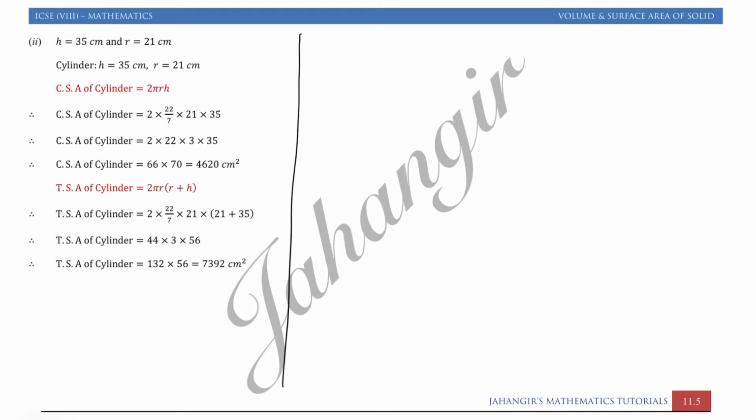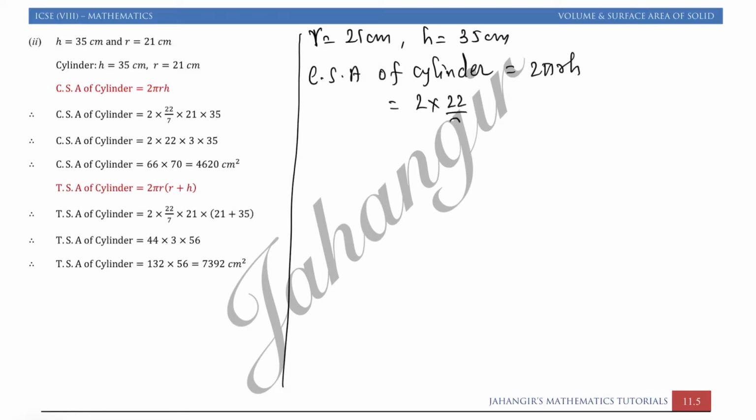Main question number 2, the second one is also the same. You have to find CSA and TSA whose radius is given as 21 centimeter and height is given as 35 centimeter. So you can write CSA of cylinder as 2 pi r h. So that is 2 into 22 by 7 into radius is 21 into height is 35. So 7 ones are 7 threes are. So 22 into 6, 132 into 35.